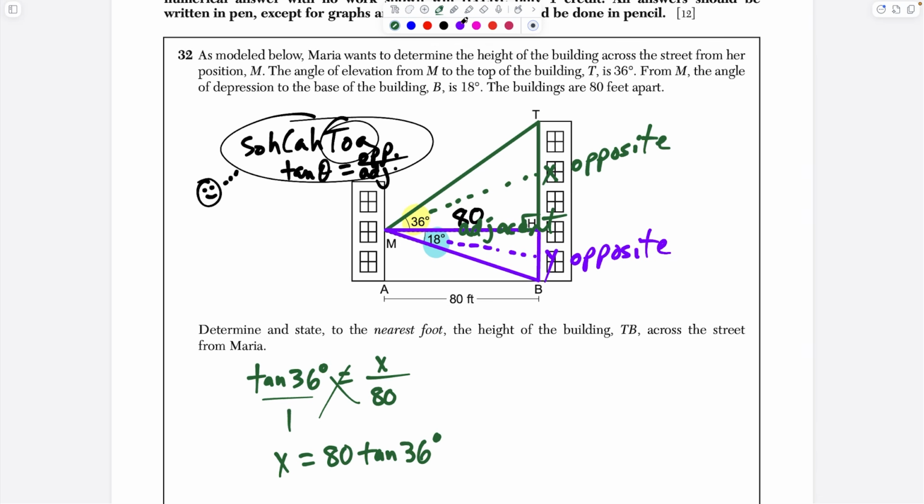When you multiply a number by a trig function, you can just write the number in front as a coefficient. And now I'll do the same thing for the triangle in purple. So now we're going to have tangent of, this time we're using the 18 degree angle, and this is going to be equal to opposite, we label that with Y, over adjacent.